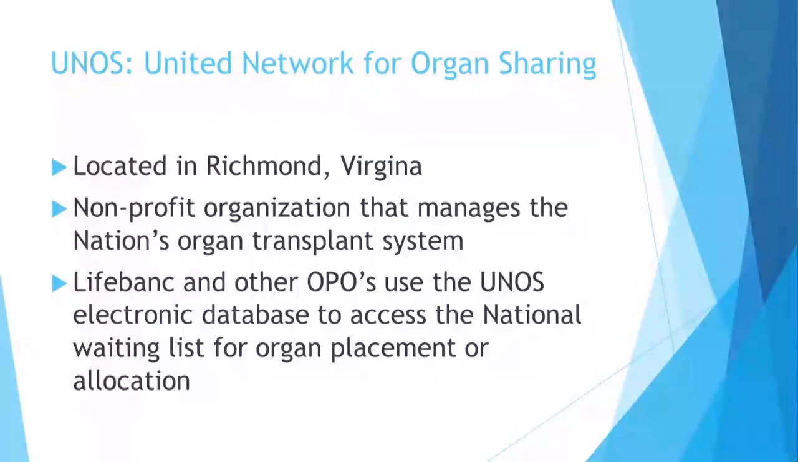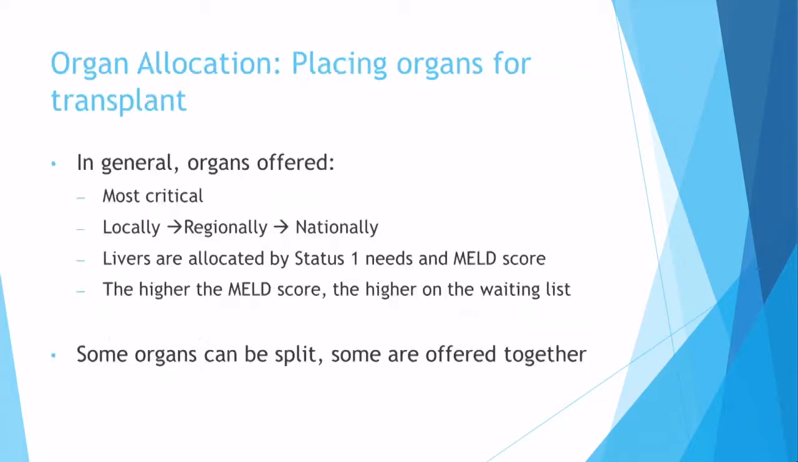So we all use this database to make sure that all of the OPOs throughout the country, as well as the transplant centers, have access to the UNOS database to make sure that the most critical patients are getting transplanted. So organ allocation, or placing organs for transplant, a lot of patients on the transplant waiting list want to know where their organs are coming from. In general, the rules are established to make sure that the most critically ill patients are receiving the transplants.